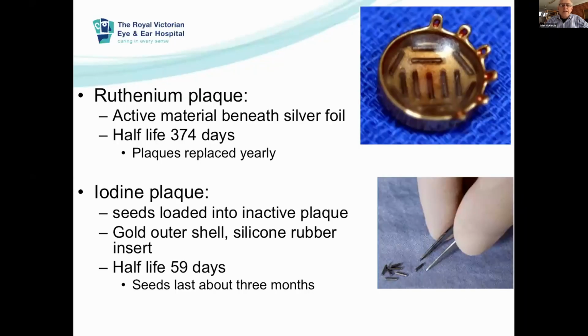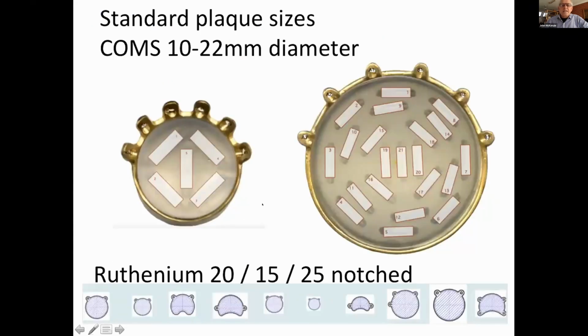They then went on to develop further plaques, both iodine and ruthenium. Ruthenium is the one at the top here, which we would use mostly. Iodine we generally try and reserve for larger tumours only. This is an example of COMS plaques, which range from small, 10 millimetre up to 22 millimetre, and there's a range of ruthenium plaques in terms of size that we can use.